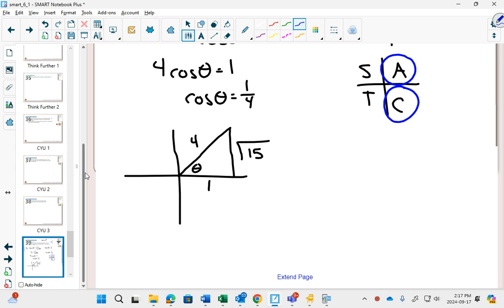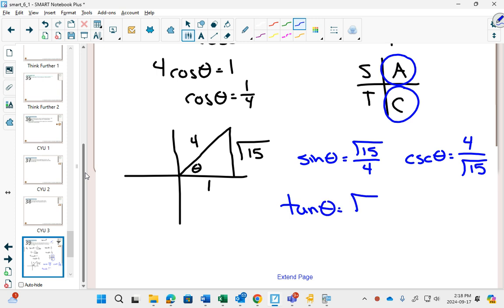And once you have this triangle, well, which ones do we have to find out yet? We still need sine of theta. Well, sine of theta is opposite over hypotenuse. And if you know sine of theta, then cosecant of theta, its reciprocal, will be 4 over root 15. Tan of theta would be opposite over adjacent, and you wouldn't have to write that 1 there. But then cotangent of theta will be 1 over root 15.